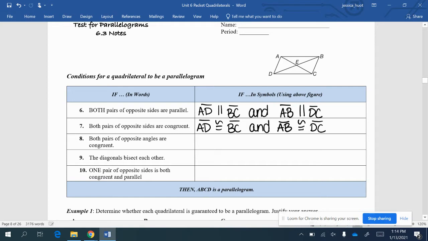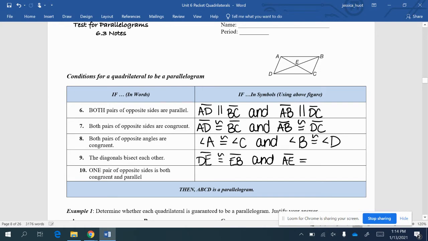We would have to know that both pairs of opposite angles are congruent. So we have to know that angle A is congruent to angle C, and angle B is congruent to angle D. The diagonals bisect each other, so I have to know that segment DE is congruent to EB, and AE is congruent to EC.